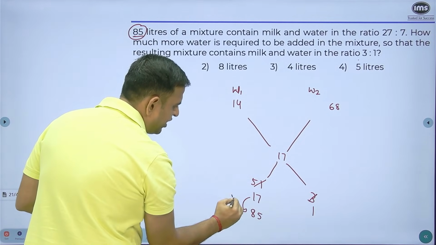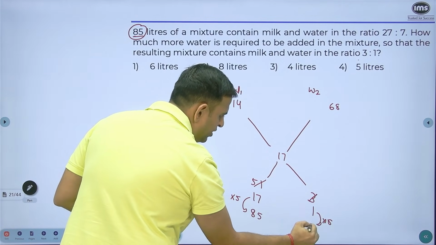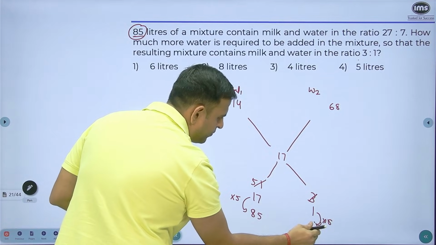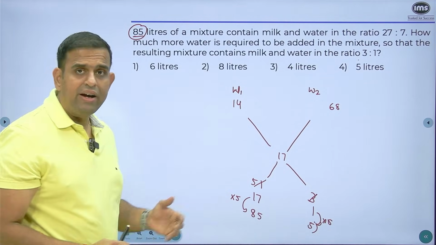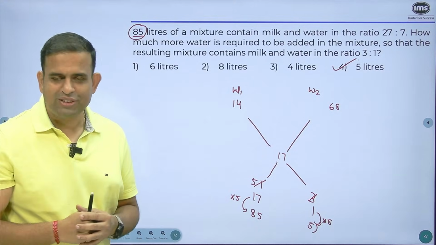If this is into 5, then this number also needs to be multiplied by 5. So 5 liters of water must be added, and hence option number 4 is the required answer for this question.